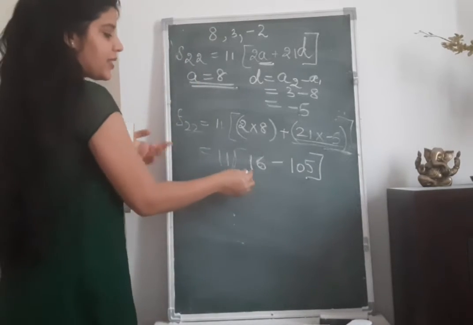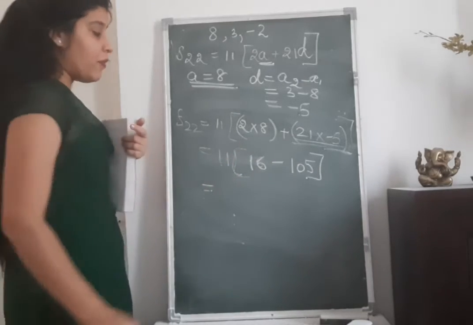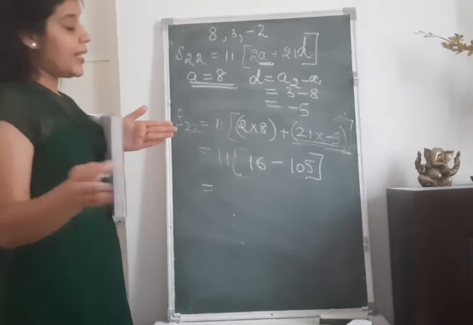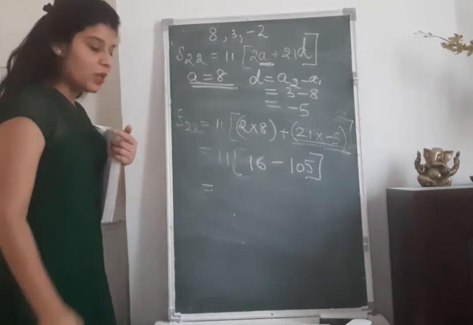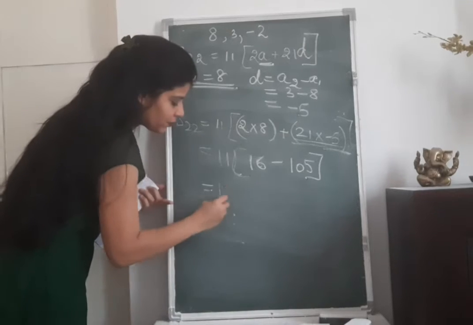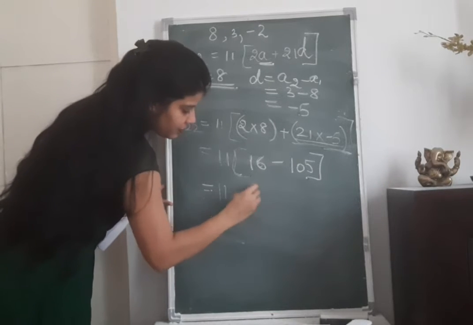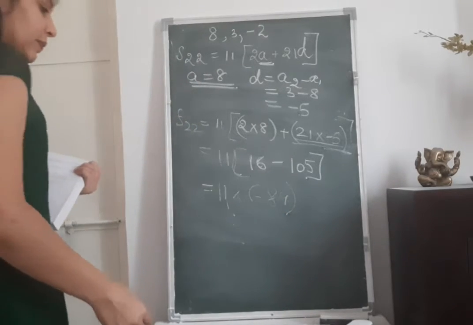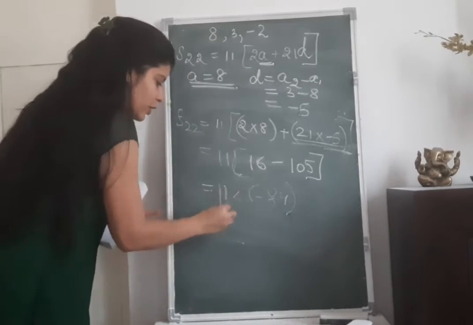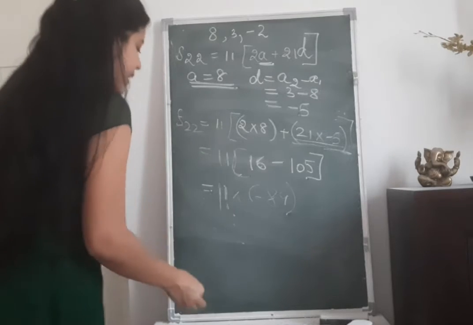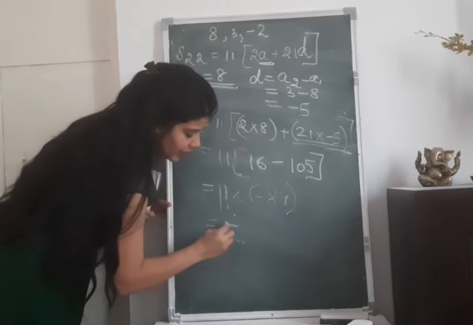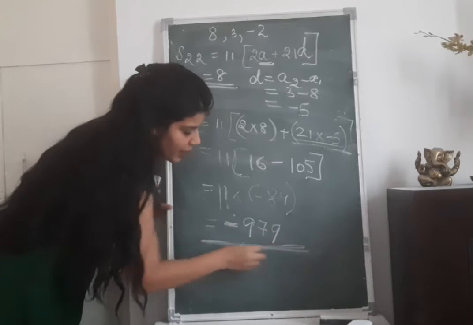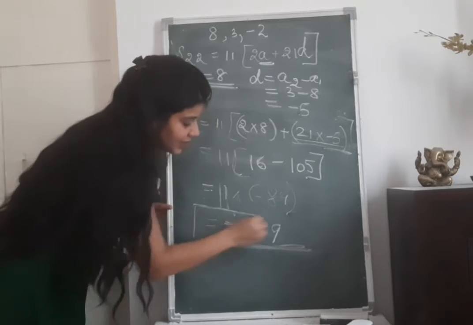Why am I saying this? Because it is plus 16 and minus 105. So if 105 minus 16 is equal to 89, then 16 minus 105 is going to be equal to what? Minus 89. So 11 into minus 89. Right? This is what it is going to be equal to. And 11 into 89 is 979. That is, 11 into minus 89 is equal to minus 979.